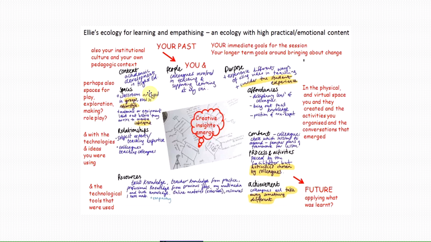So you can see that for each of the aspects of the creative ecology model, I tried to identify what was present in my workshop. I then shared that online and received further comments, and you can see the red comments around the edge that indicate where other people identified potential gaps.